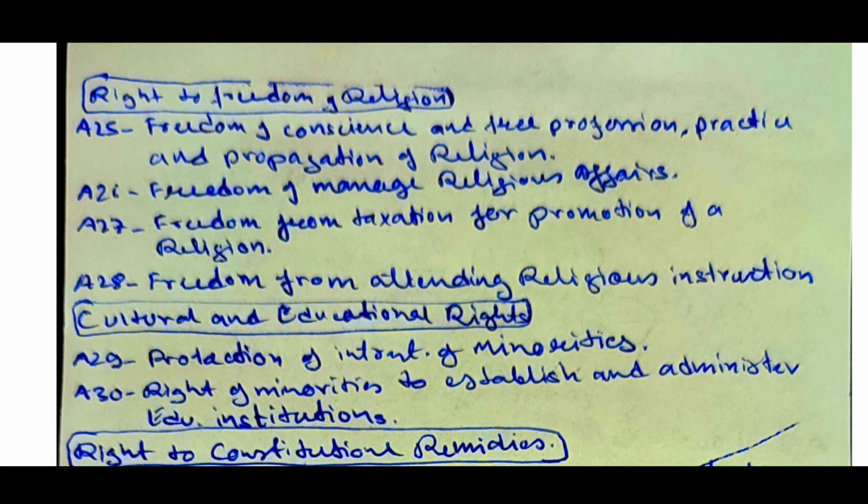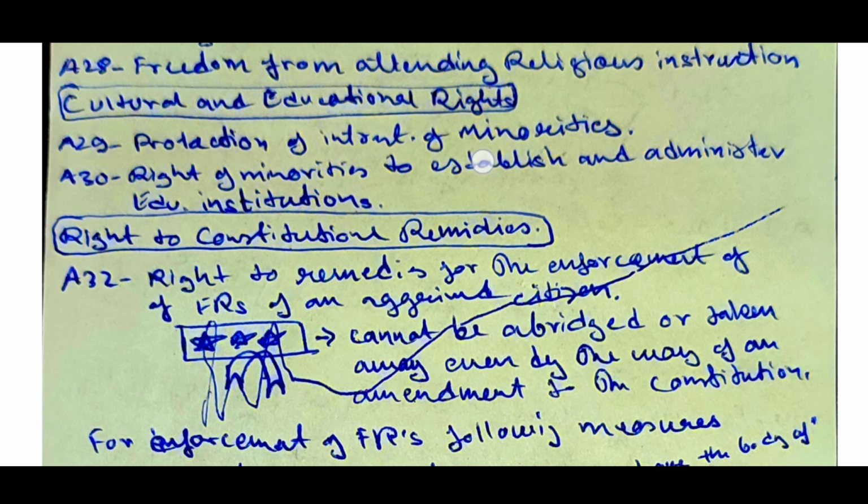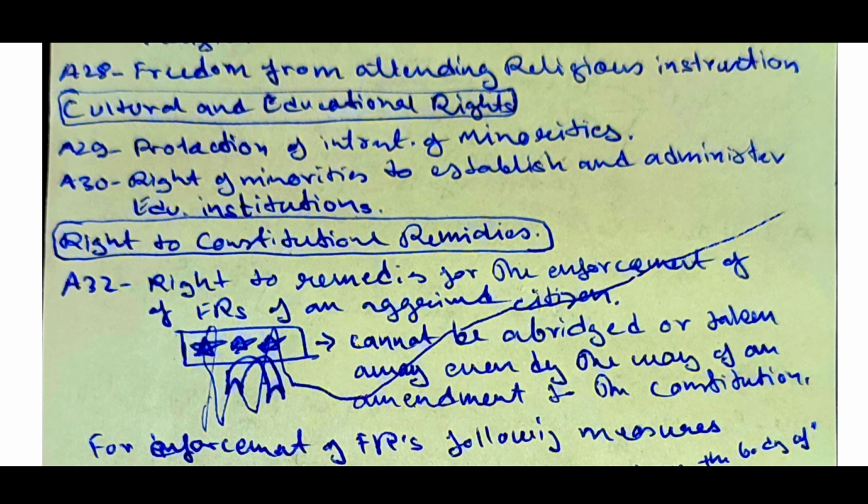Next is the cultural and educational rights. There are 2 provisions under it. Number 1, protection of the interests of minorities. Here minorities mean STs, SCs, OBCs, EWS, right? And Article 30, right of minorities to establish and administer educational institutions.